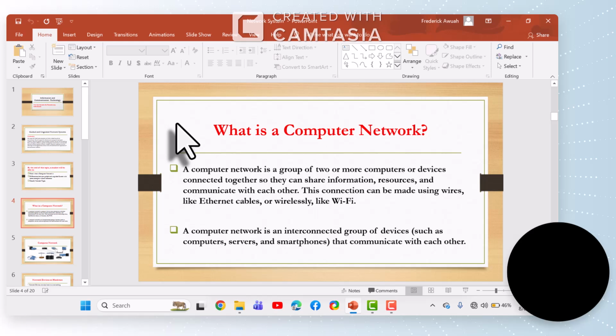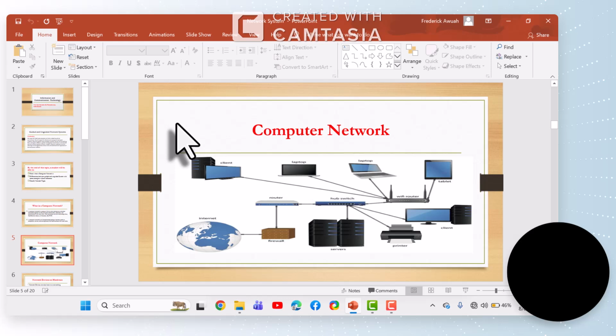And you can define a computer network in this way too. A computer network is an interconnected group of devices such as computers, servers, and smartphones that communicate with each other. So this is a perfect example of a computer network.